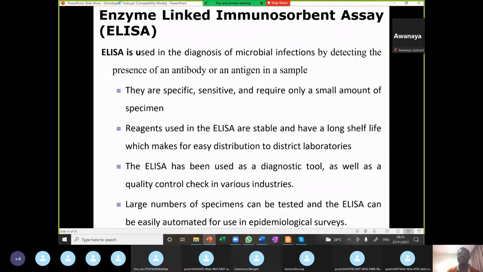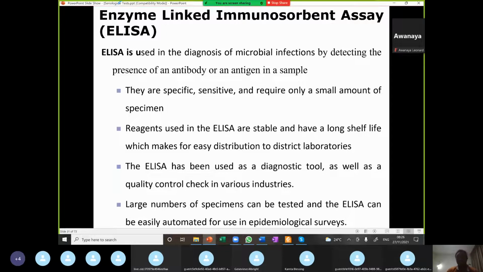The reagents used in ELISA are also very stable with a long shelf life, meaning that we can send them to even district laboratories and they will be able to withstand instability in terms of climate and even lack of electricity. So that is a plus for it. And then finally, it has been used either in diagnosis or in industries. So we can use ELISA to diagnose infections or for quality control in industries.